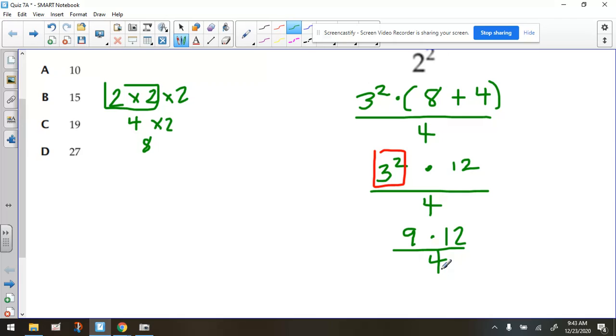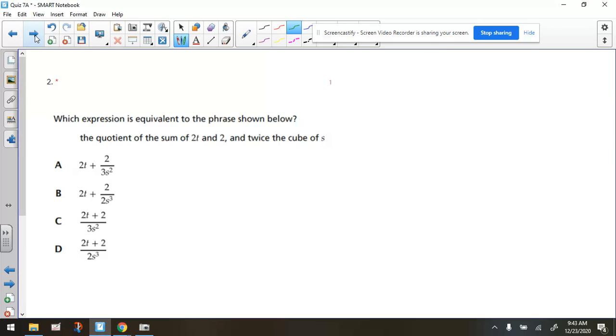All right, so the only thing left you have to do is find what 9 times 12 is, come up with a product, and if you don't know it in your head, then do the algorithm off to the side, get that product. And then whatever that is, you have to divide that by 4. That's what the fraction bar means. So take this number, put it in here, divide it by 4, and hopefully you'll see one of these answer choices. All right, let's move on to number 2.